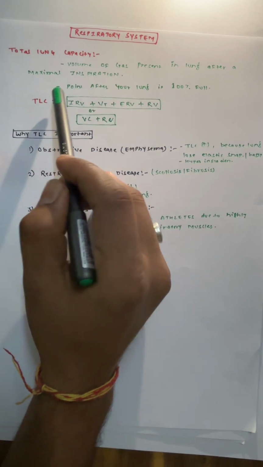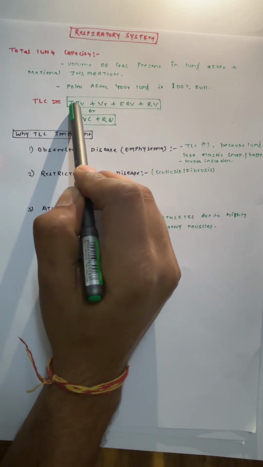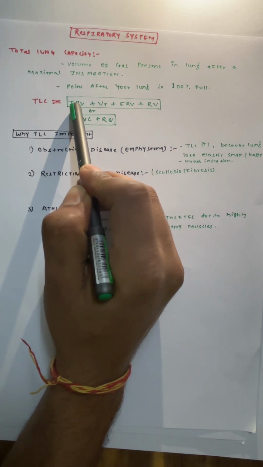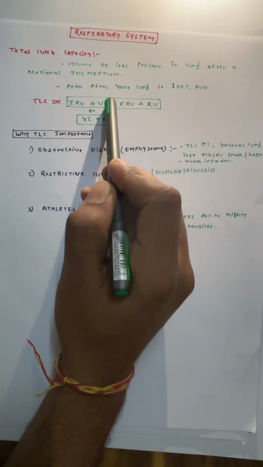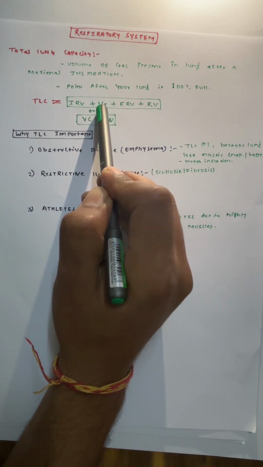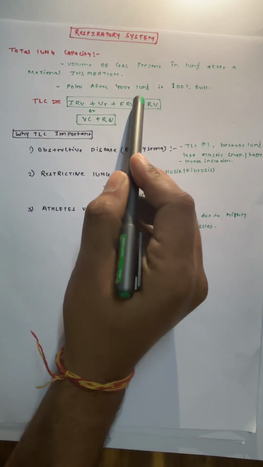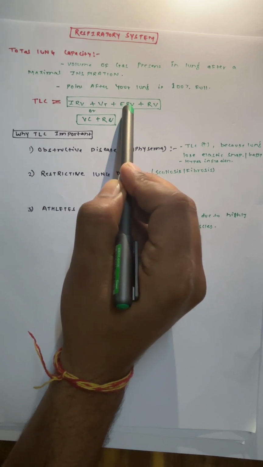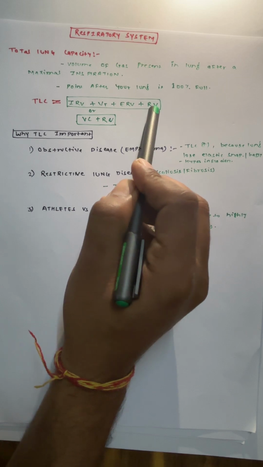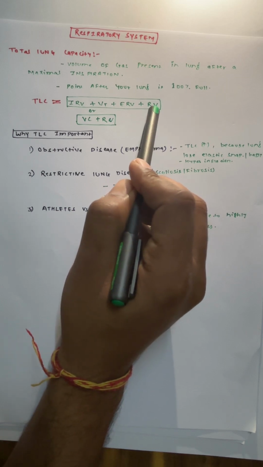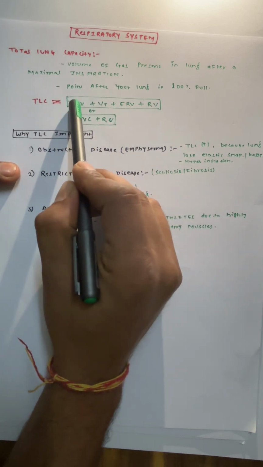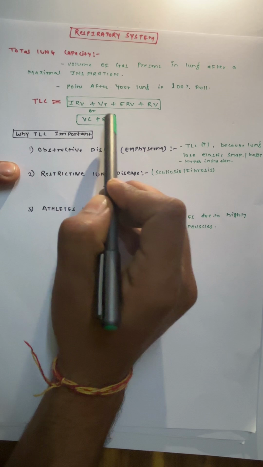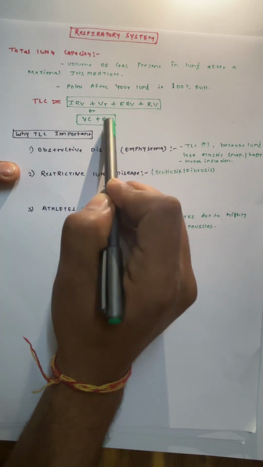What's the formula for total lung capacity? Inspiratory reserve volume, which is air that can still be breathed in after normal inspiration. Then tidal volume, which is air that moves into lungs with each quiet inspiration. Then expiratory reserve volume, which is air that can still be breathed out after normal expiration. And the last one is residual volume, which is air in lungs after maximal expiration. We know IRV plus VT plus ERV is vital capacity, so TLC is vital capacity plus residual volume, or VC plus RV.